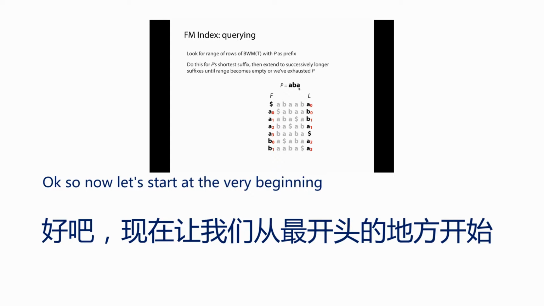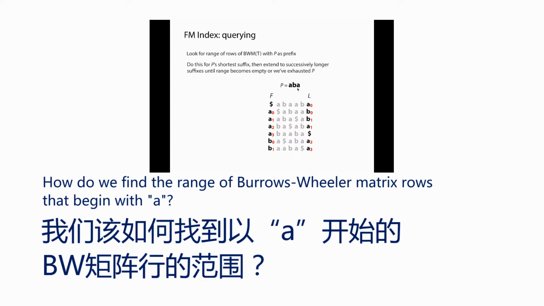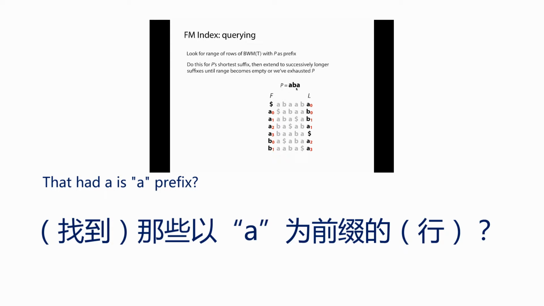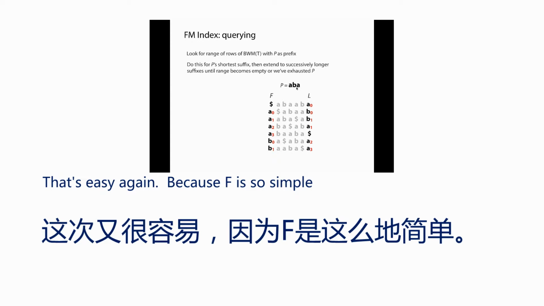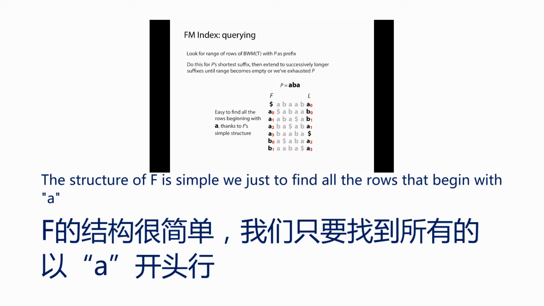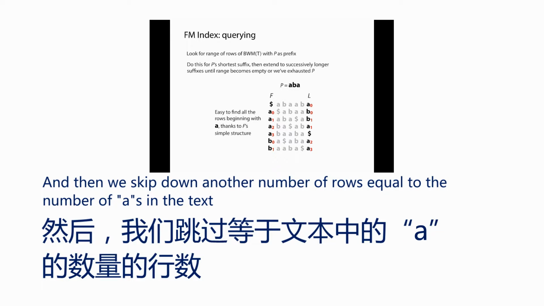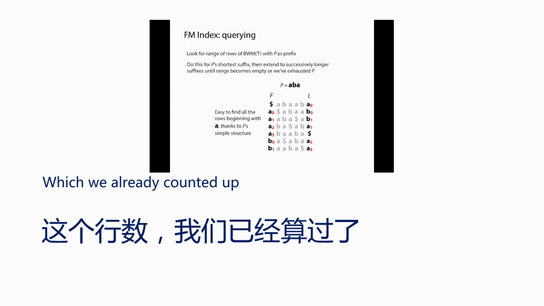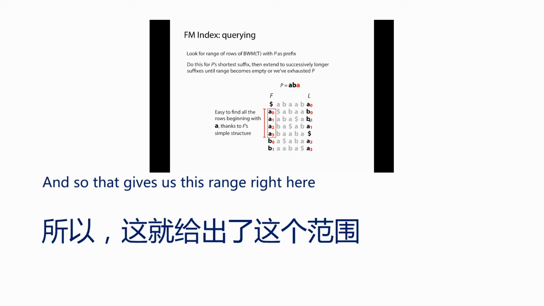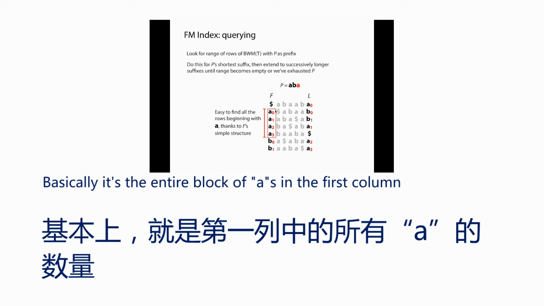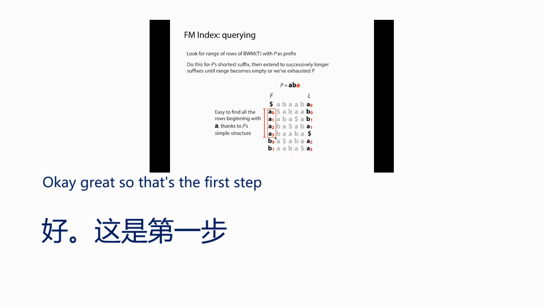Okay, so now let's start at the very beginning. How do we find the range of Burrows-Wheeler matrix rows that have A as a prefix? That's easy. Because the structure of F is so simple, to find all the rows that begin with A, we know we have to skip over the $ to get to the first A, and then skip down another number of rows equal to the number of A's in the text, which we've already counted up. That gives us this range right here. Basically, it's the entire block of A's in the first column. Okay, great. So that's the first step.